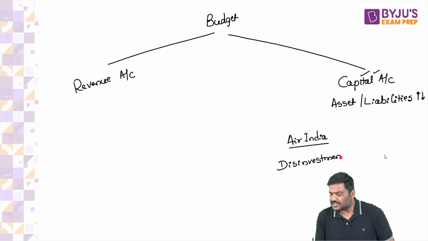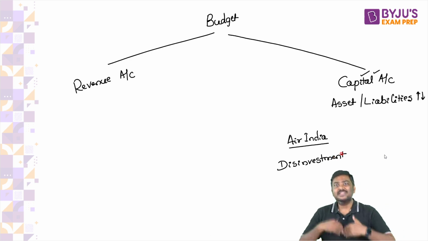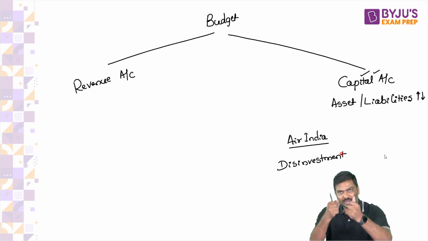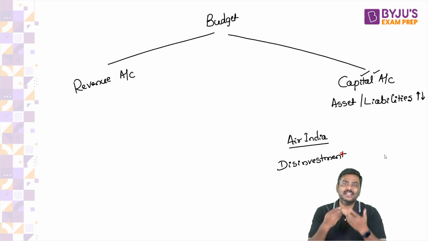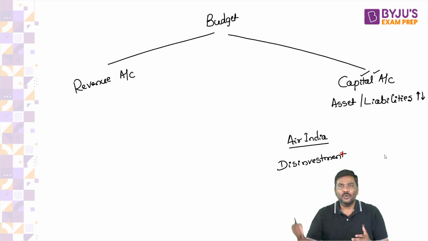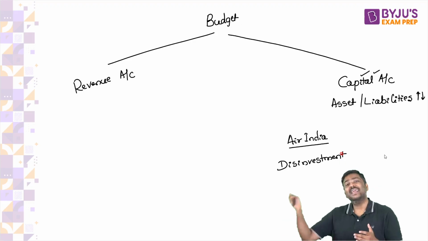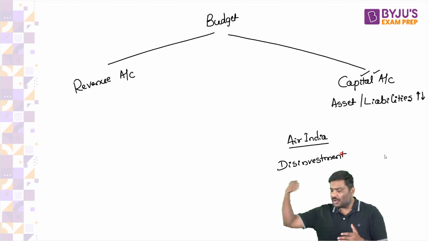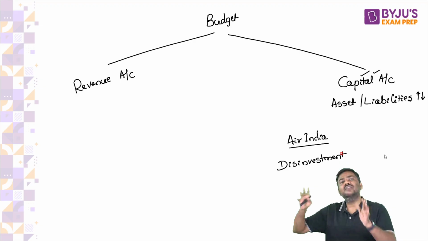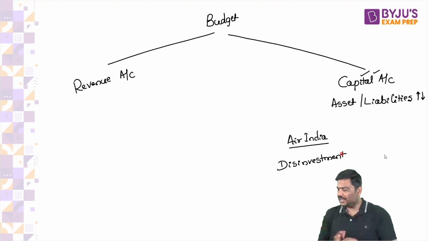What do you mean by disinvestment? Whenever government will sell certain assets and collect money, that process is called as a disinvestment. Now, how they will do it, what is the purpose, is there any problem with this, any new policy related to this, etc.? We will understand it later. Please do not worry.